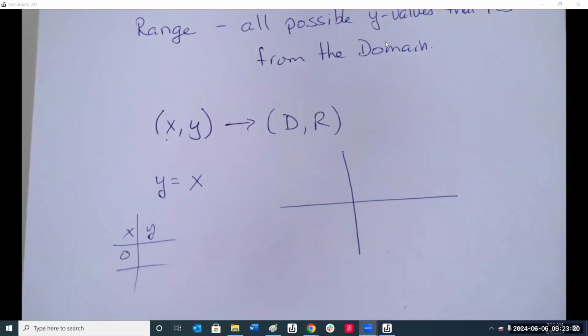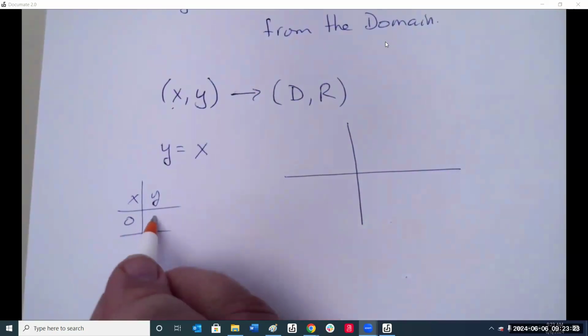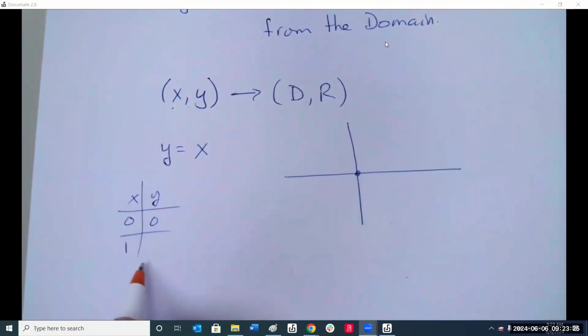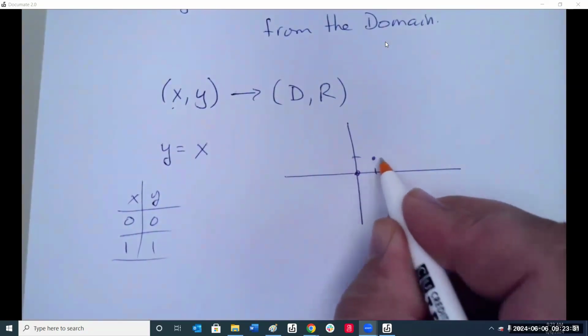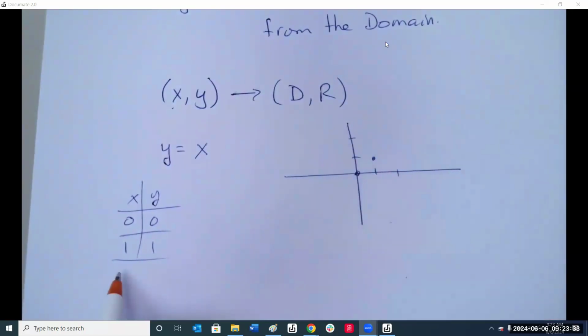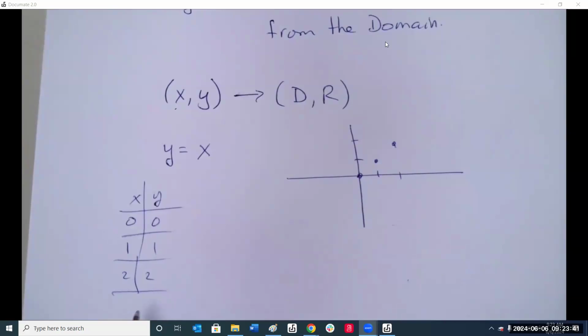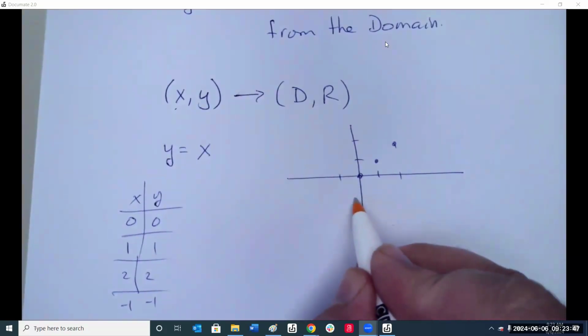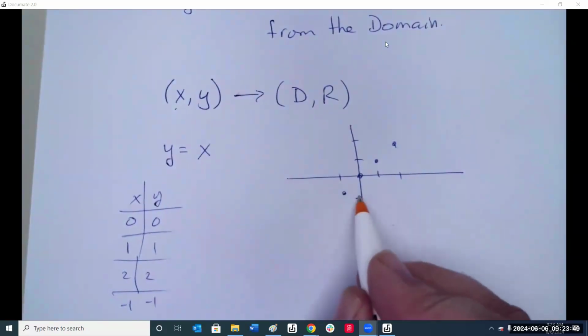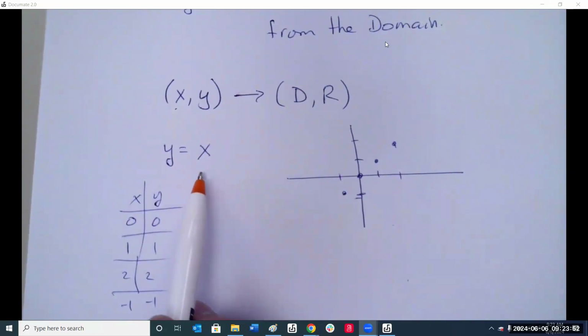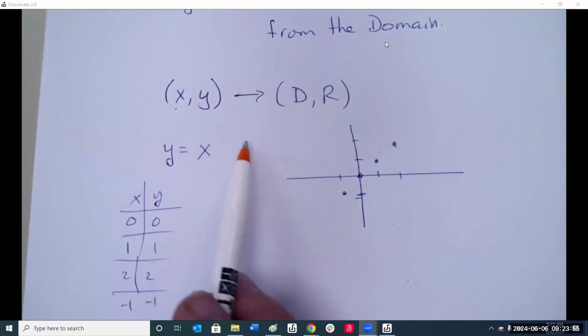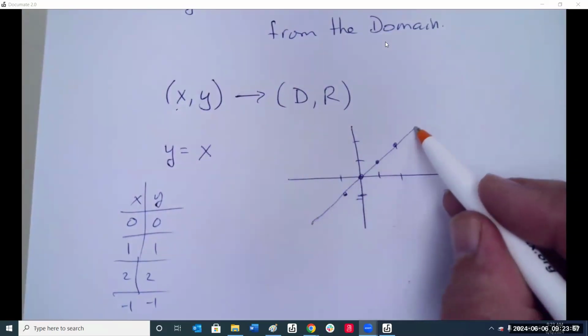So when X is 0, what's Y? 0. So we have a point there. When X is 1, where's one? When x is 2, y is 2. How about when x is -1? Y is -1. Is this a linear equation? Yeah, because x doesn't have any special exponent. So there's our graph.